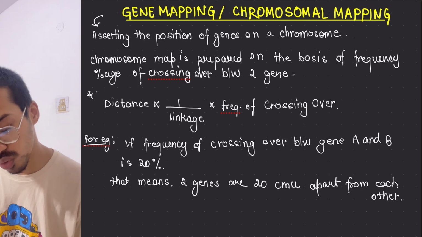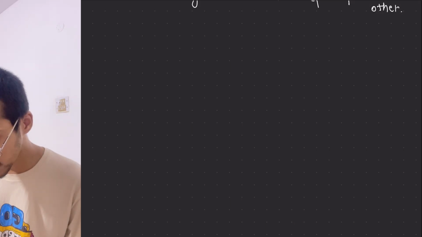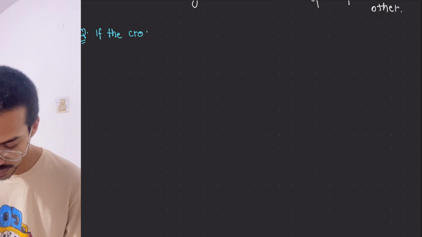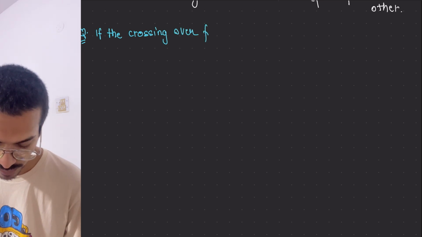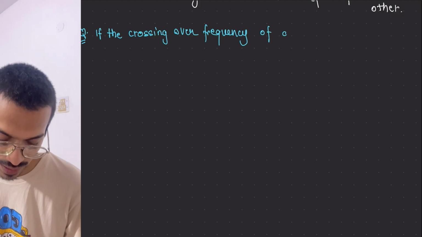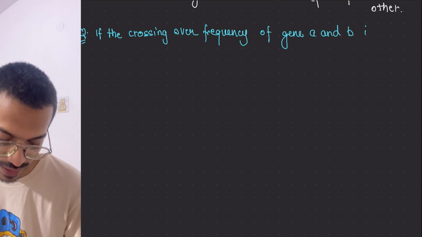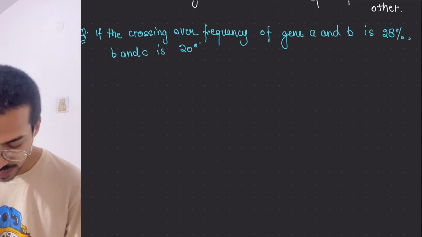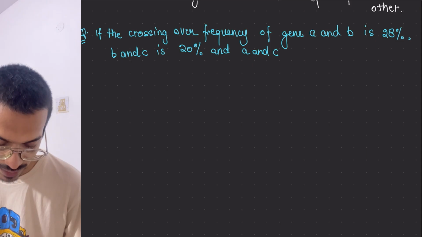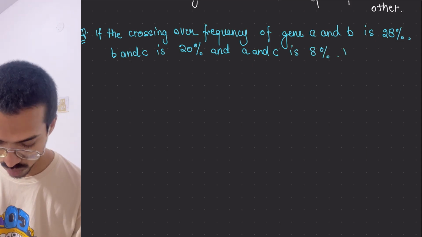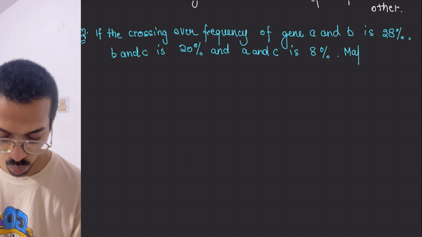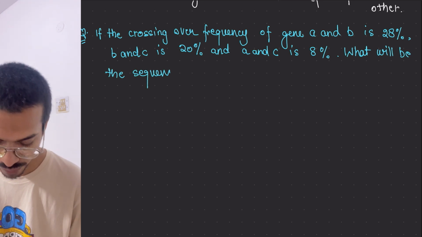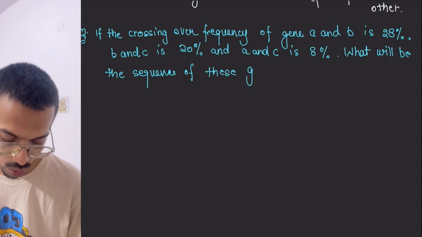Let's do a question on it, which is a very important factor. I am giving you the question. If the crossing over frequency of genes A and B is 28%, B and C is 20%, and A and C is 8%, what will be the map, or the sequence of these genes on the chromosome?